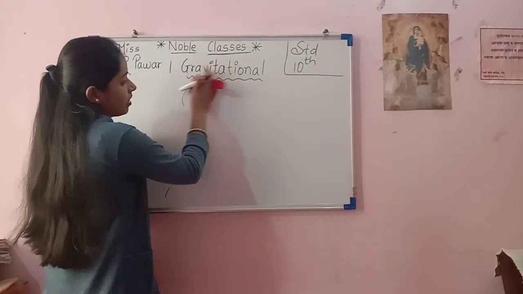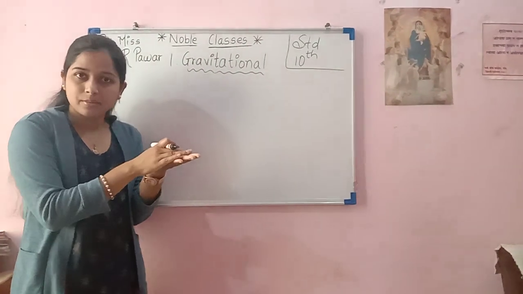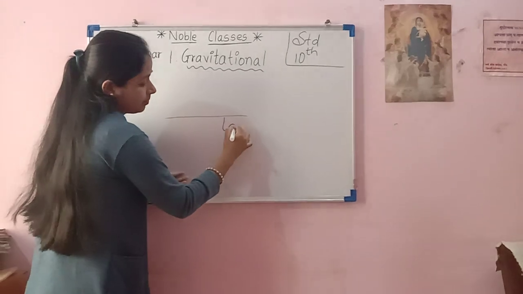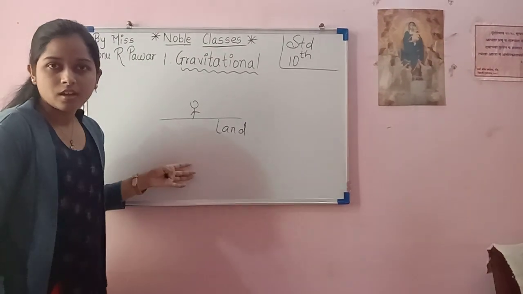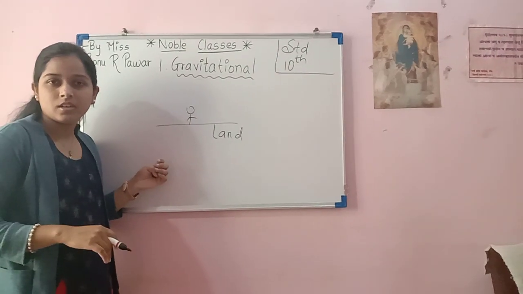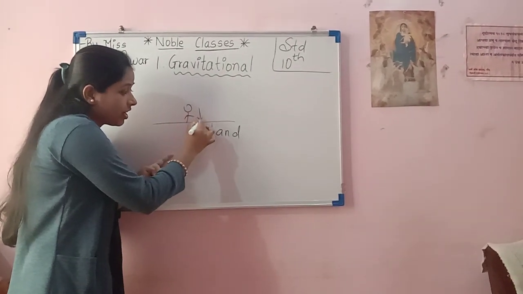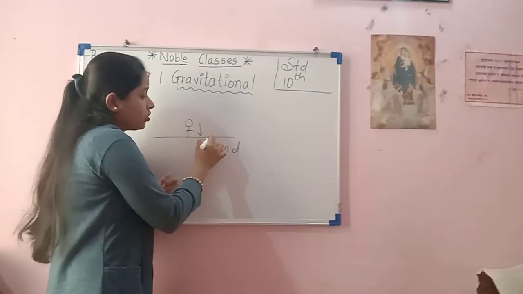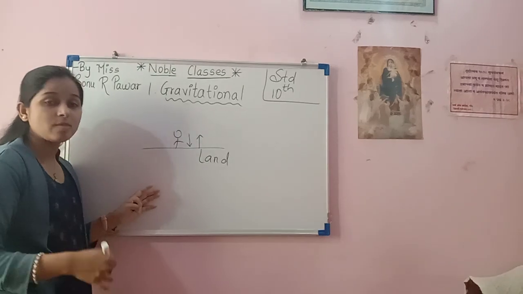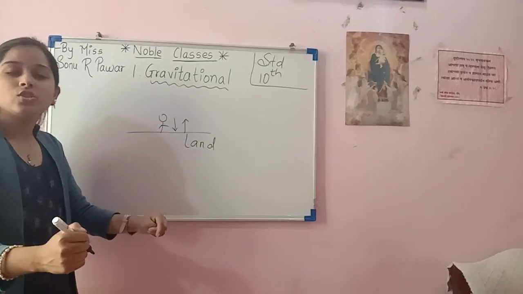Now for example, if I am standing on the earth, that means I am standing on the land, right? For example, this is land, and I am standing over here. Am I floating on top? No. Why? Because I am exerting certain force on the earth. In a similar manner, the earth is also exerting some force on me. Due to this combination, I am able to stand on the earth.